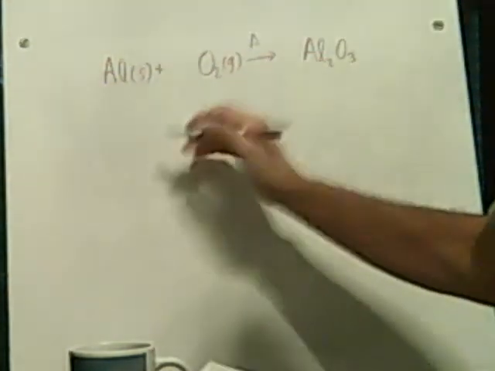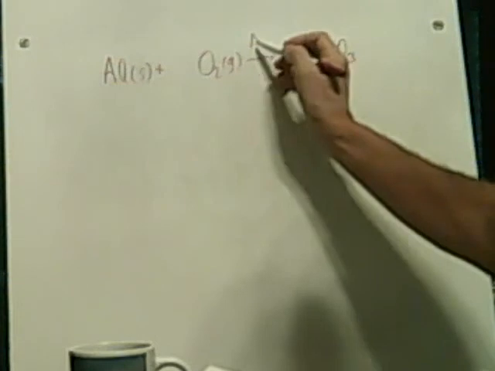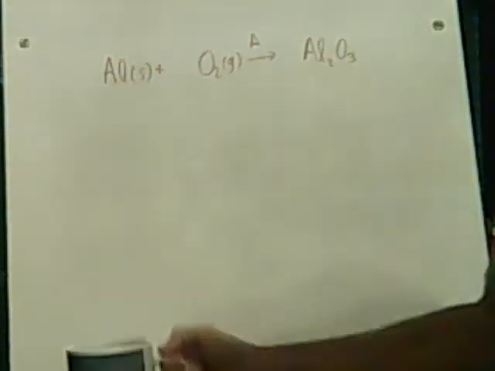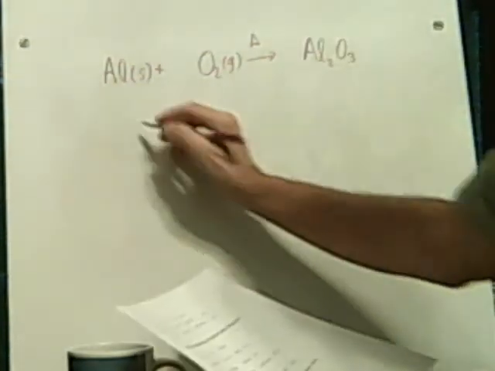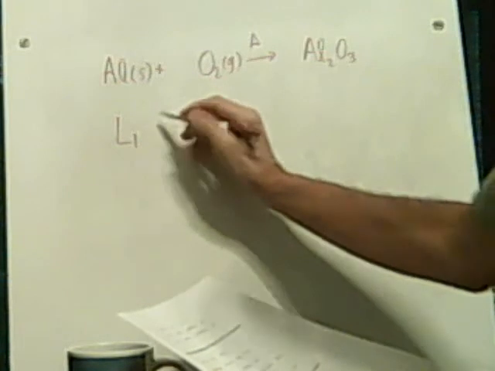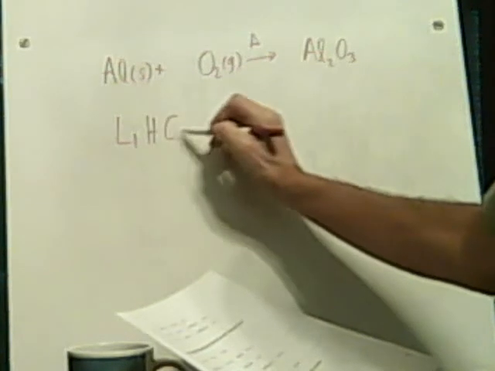Okay. Now, this would be a combination reaction. They come together. I call this oxidation. That's another type. That's just a name of categorizing a reaction. Okay. Lithium, hydrogen.